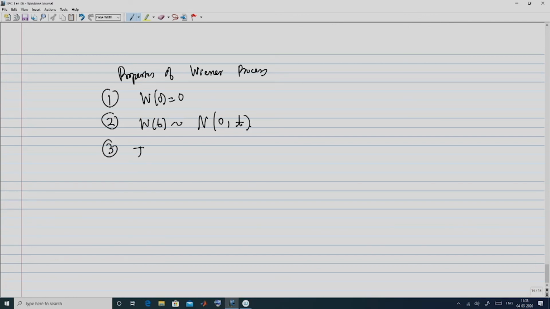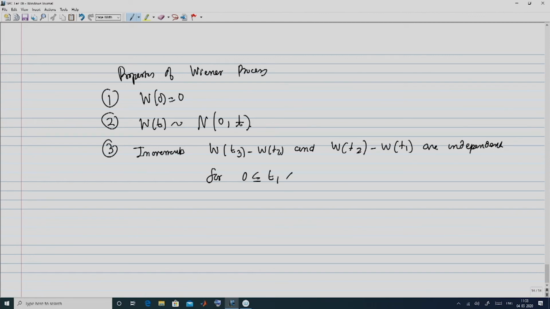And thirdly, the increments, say W(t3) minus W(t2) and W(t2) minus W(t1), are independent for 0 less than or equal to t1, less than or equal to t2, less than or equal to t3. So, this means that W(0) is 0, W(t) is a random variable which is a normal random variable.